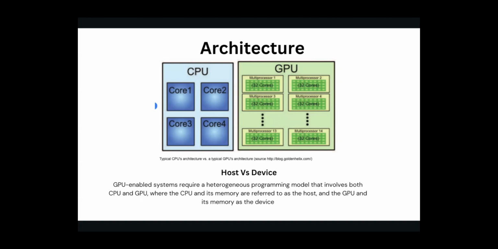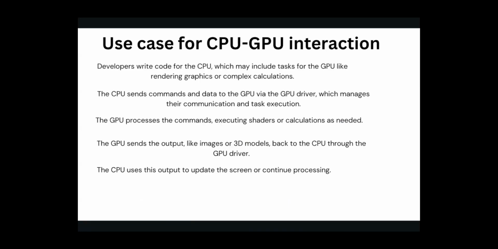GPU-enabled systems require a heterogeneous programming model which involves both CPU and GPU. The CPU and its memory are referred to as the host, and the GPU is referred to as the device. Moving forward, when we talk about this heterogeneous model, we can think of a use case for CPU-GPU interaction.